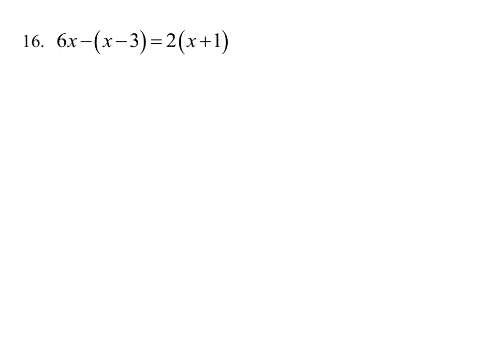On number 16, we're not set equal to 0, but I can move some things around. I can simplify it and then set it equal to 0. So distribute that negative sign. Give it to the x and the negative 3 so that it changes signs. And then we distribute the 2 to get 2x plus 2. And on that left side, I can combine like terms. 6x minus x is 5x plus 3 equals 2x plus 2.